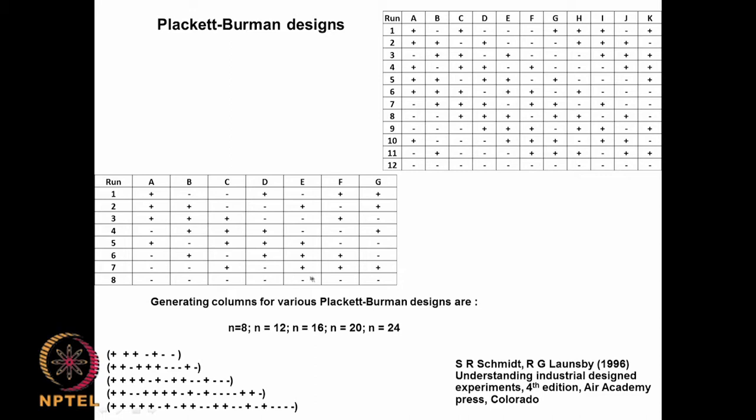The last row is always minus, minus, minus, and you push these signs up and build up this table. So Plackett-Burman design is very good if you have parameters like 3, 7, 11, 15 and so on. If the number of parameters is slightly less than that, we can always call some of these columns dummy variables. This is taken from this particular reference.